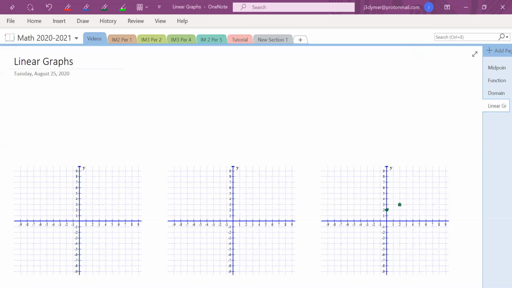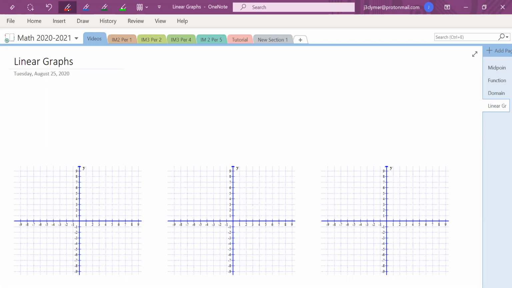All right, in this video, we're going to learn about linear graphs. What we mean by that is: how do you graph a line if we know the equation of it? And if we see the graph itself, how can we get the equation from that? So that's the two things we're going to try to do.